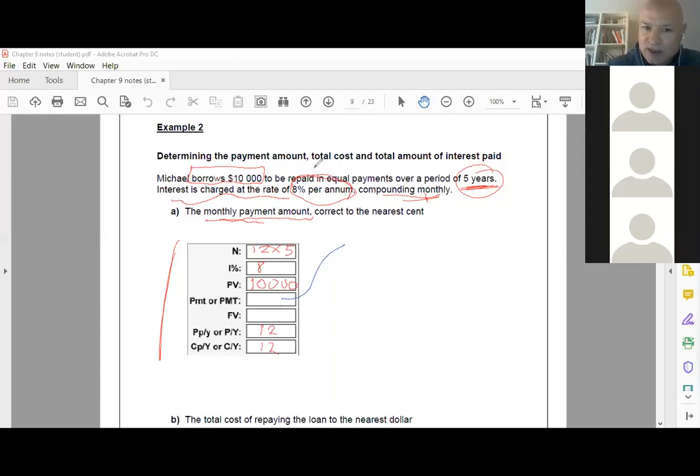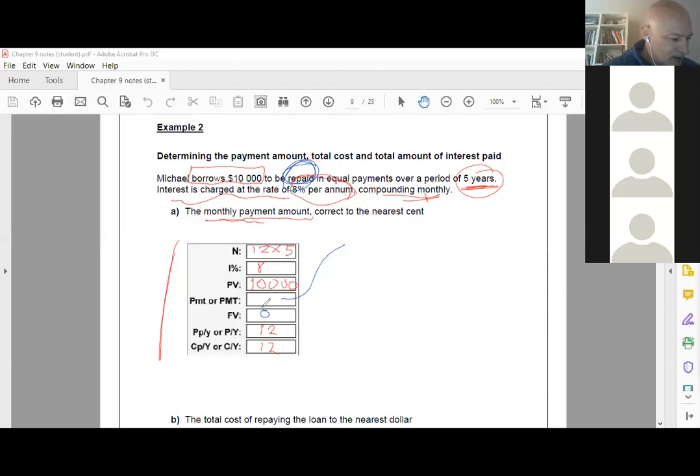This word gives it away: repaid. It's going to be repaid in 5 years. Right, zero. He will owe zero money. Any questions there? Okay, let's put this in our calculator and work it out.